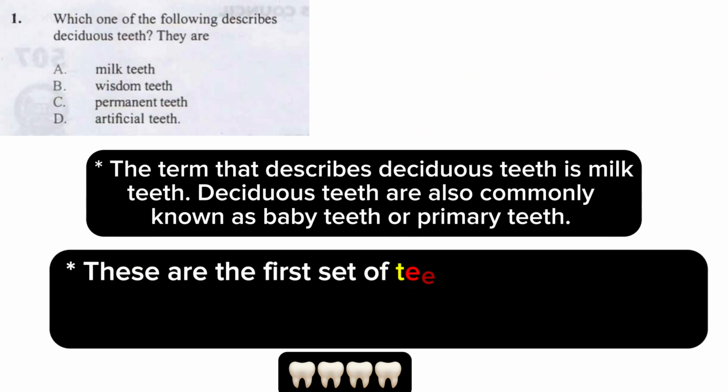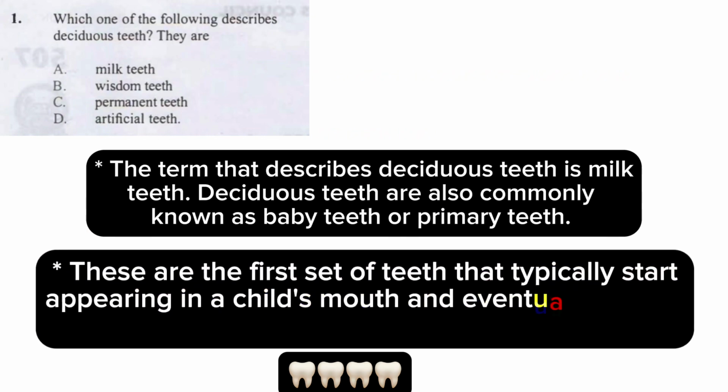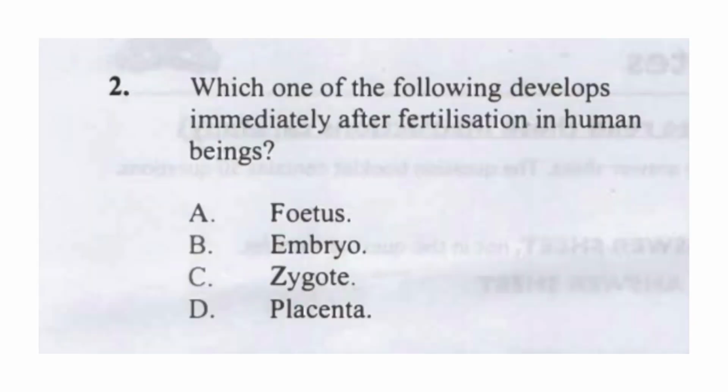These are the first set of teeth that typically start appearing in a child's mouth and eventually fall out to be replaced by permanent teeth. So here our answer will be choice A, which is milk teeth. And I hope everyone is okay with that. We move to the next question.